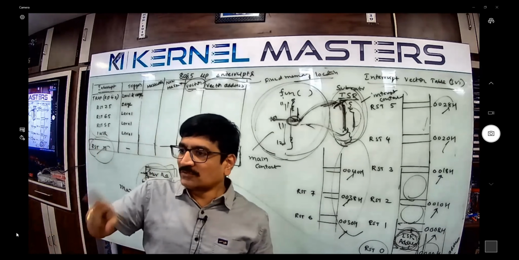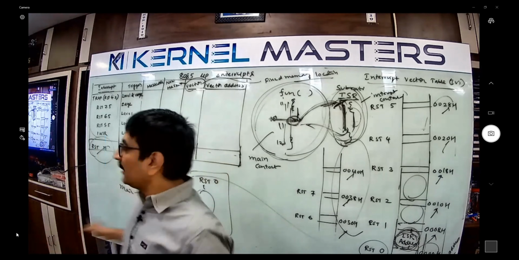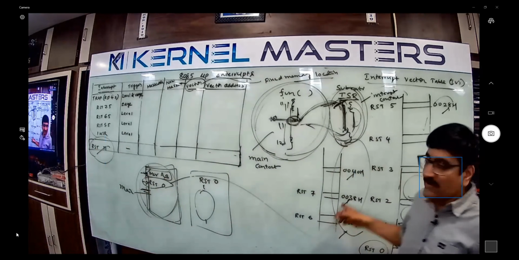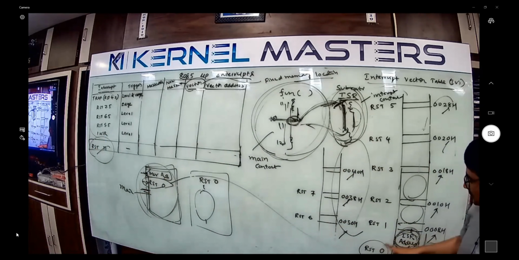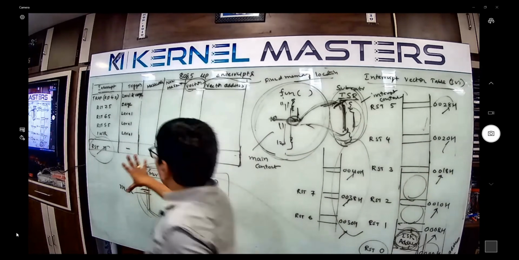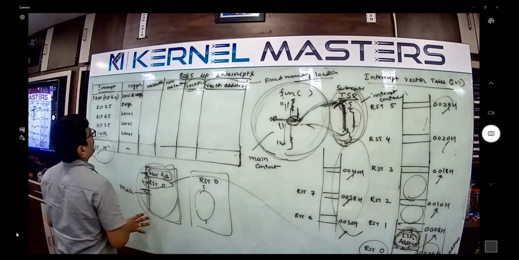First, any interrupt that occurs goes to the interrupt vector table. Every interrupt has one fixed location, which defines the starting address of the context. That is the way interrupts work. That is a software interrupt.